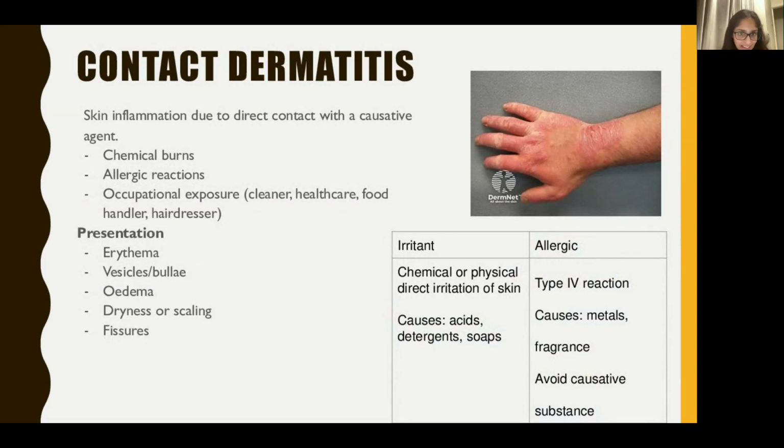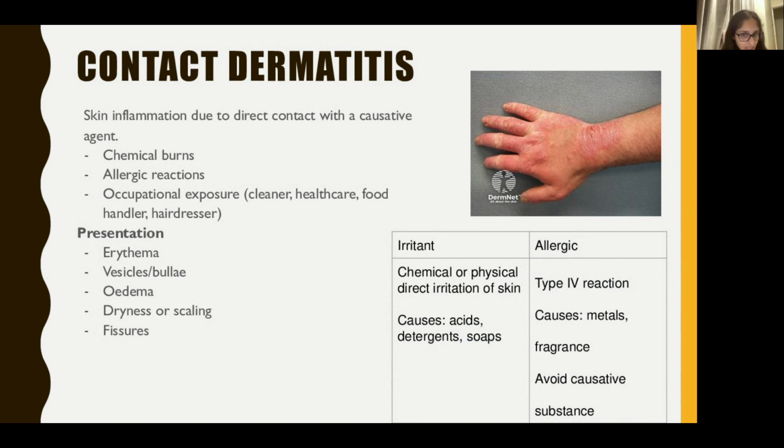So, contact dermatitis. This is inflammation due to direct contact with a causative agent. This can include things such as chemical burns, allergic reactions, and occupational related exposure, such as cleaning products and hairdresser equipment. So this will appear erythematous, there may be vesicles or bullae present, there may be oedema, dryness, scaling, or fissures. So we separate contact dermatitis into irritant and allergic.